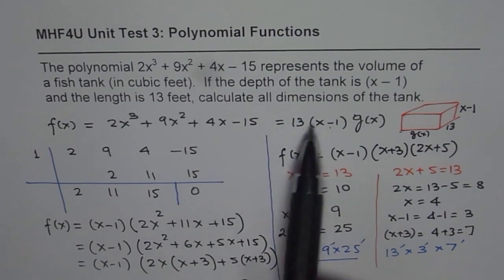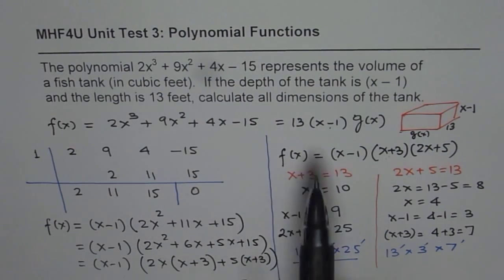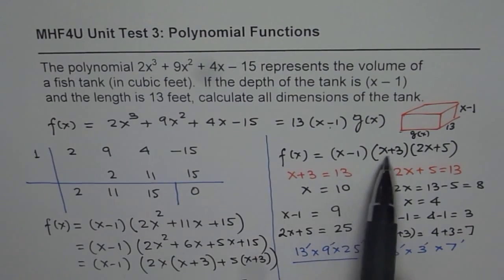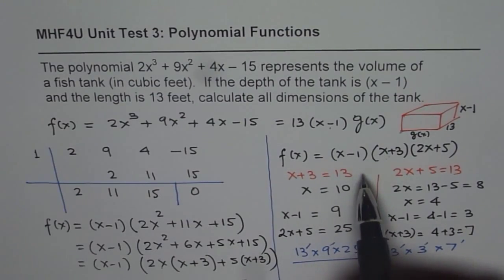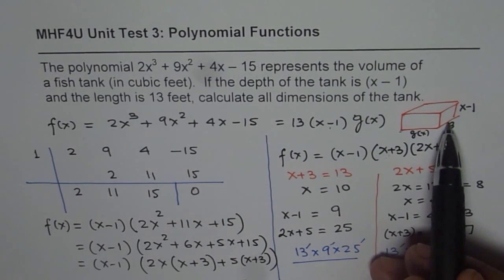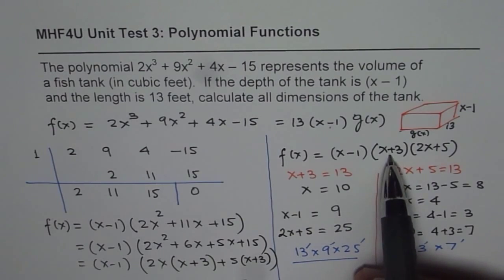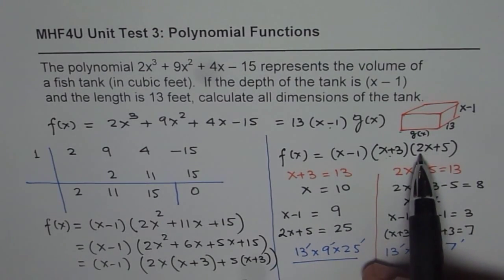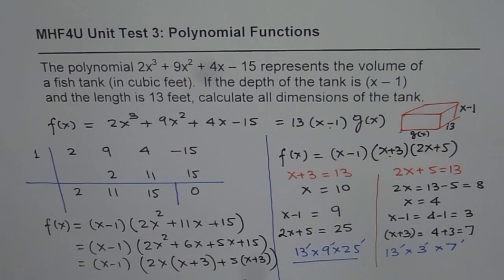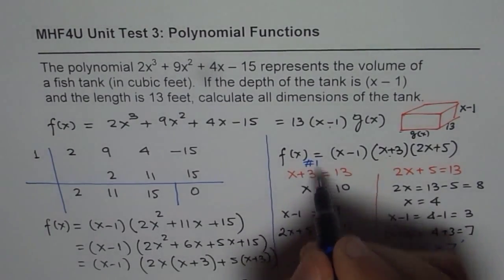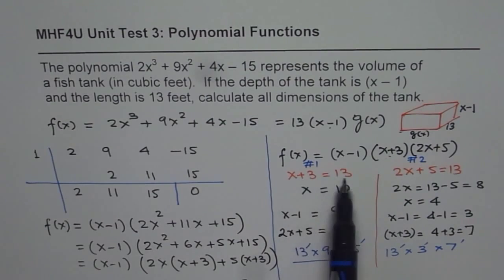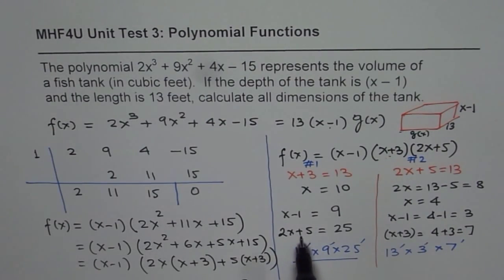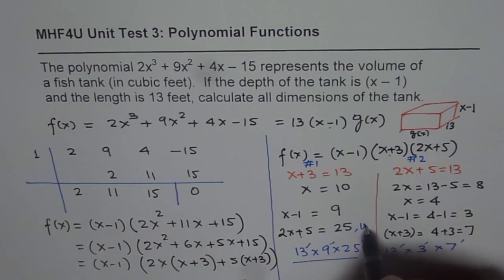If I divide it by x minus 1, we can factor and get the function as x minus 1 times x plus 3 times 2x plus 5. Now we have two conditions. Either 13 could be represented by x plus 3 or 13 could be represented by 2x plus 5. So these are two cases, case 1 and case 2. Now if x plus 3 is 13, then 2x plus 5 is g of x, the width for us.